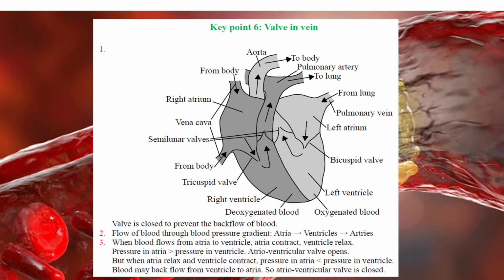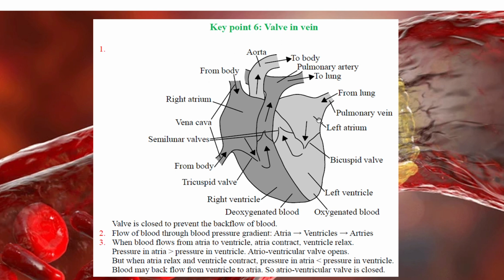And now what you need to learn is about the valve. Focus on the valve, and we talk about the pressure later. So look at here. The valve is closed to prevent the backflow of blood, and blood is forwarded through the blood pressure gradient. So atria, ventricle, and then arteries. Atria and ventricle are the two chambers, and the blood goes through these two chambers to the whole body, and then comes back through the vein.